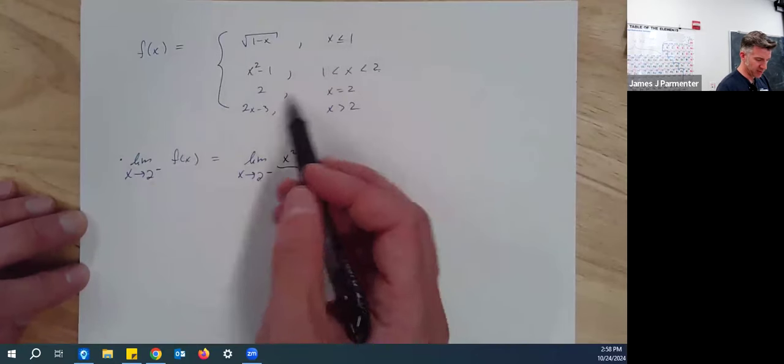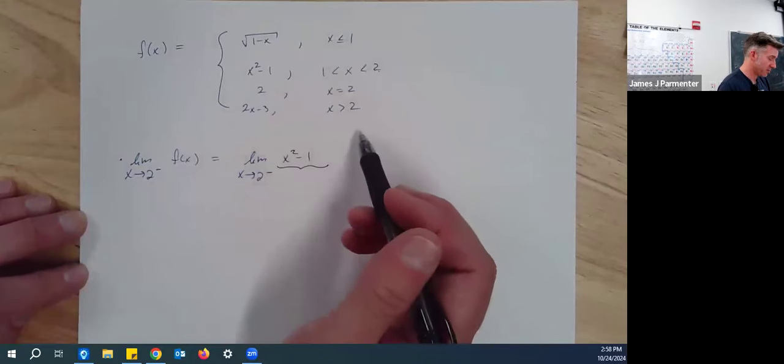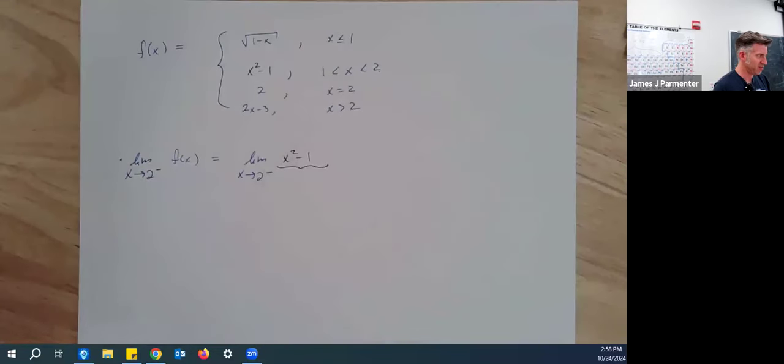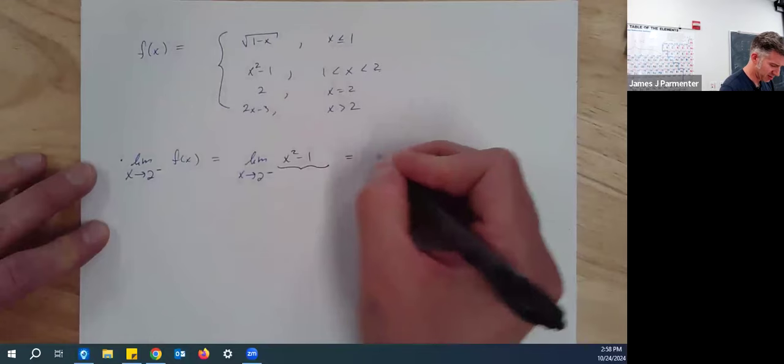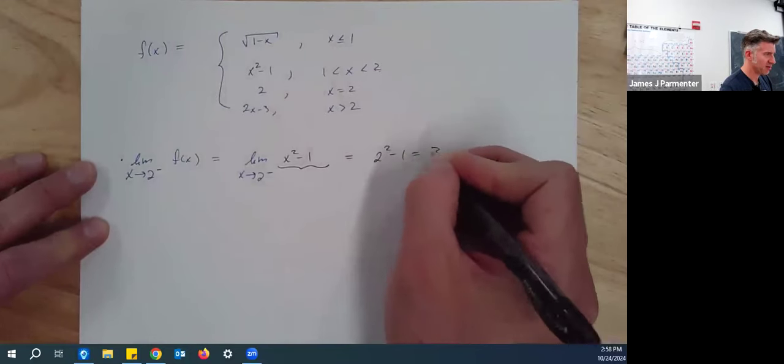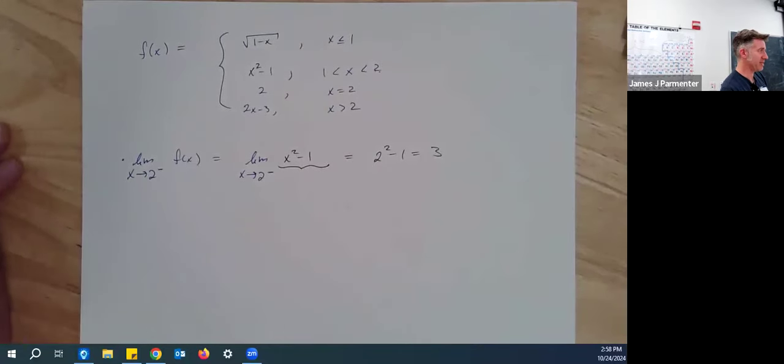And we certainly can't use these 2 pieces because that's where x is bigger than or equal to 2. So that's the right piece. And then you would just plug in 2, and you get 2 squared minus 1, which is 3. It seems like a whole lot of writing and space to not ask very much. So let's ask the better questions.